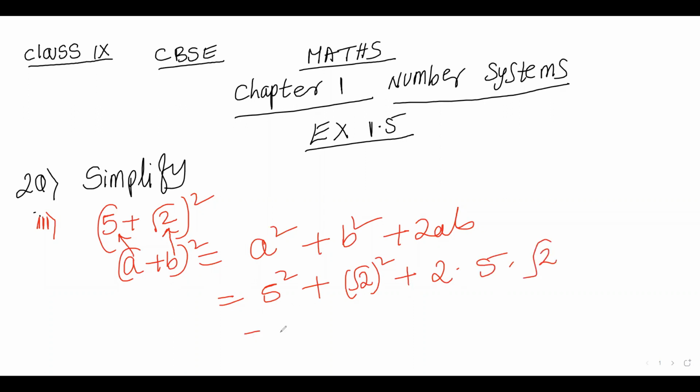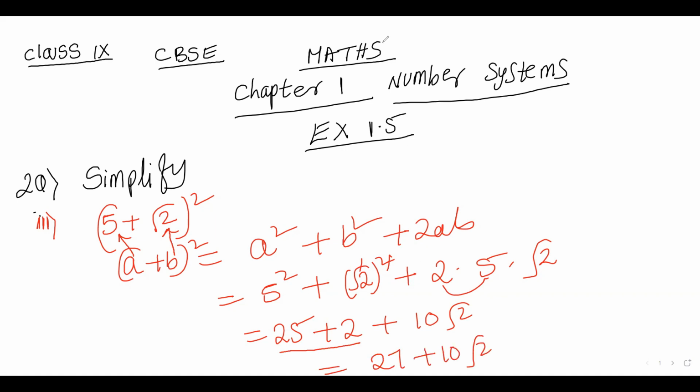5 5s are 5 square, 25. Square and root will get cancelled, leaving 2. Here 2 5s are 10 root 2. These two are rational numbers, you can add them. 27 plus 10 root 2 is your final answer.